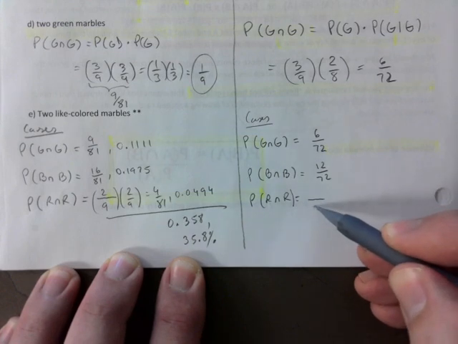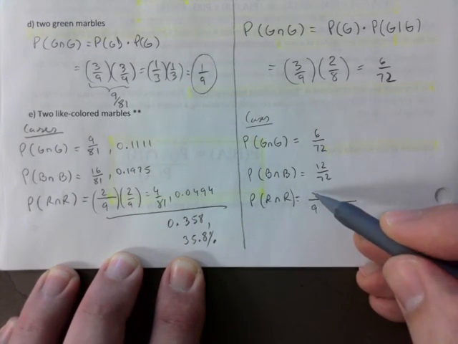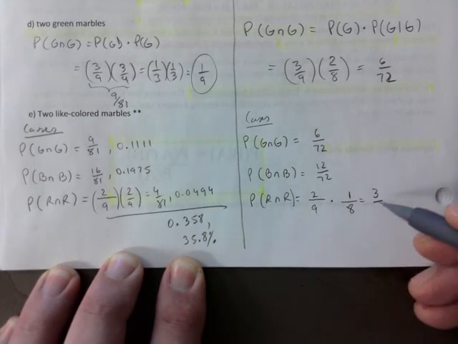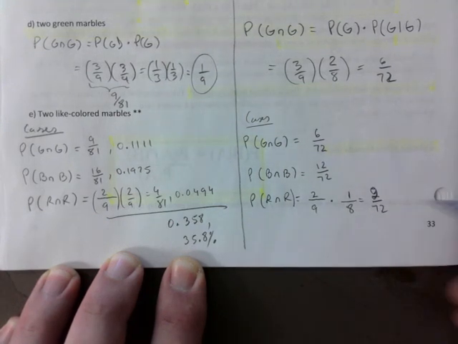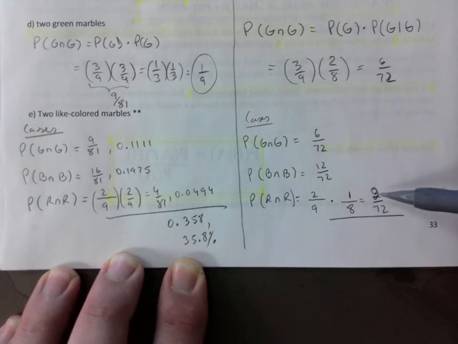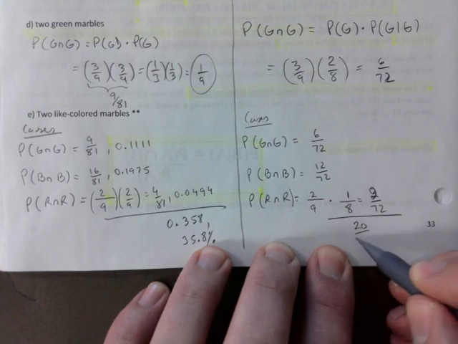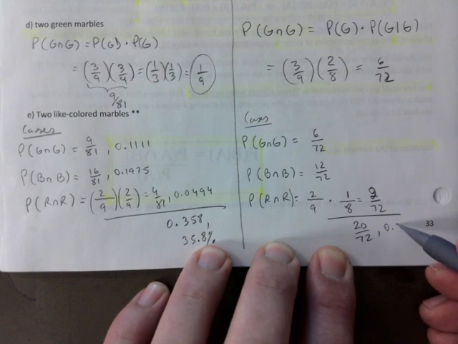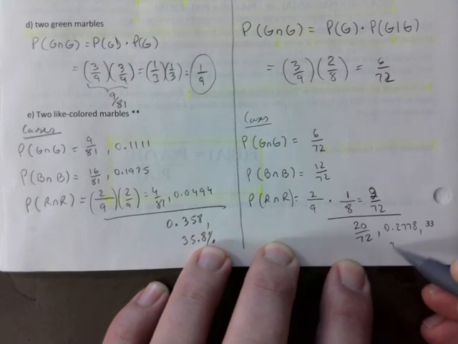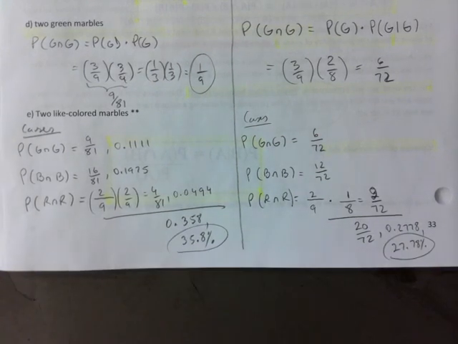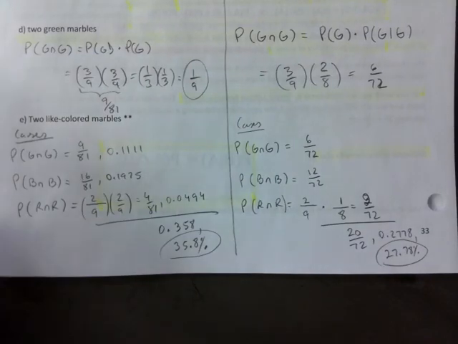Red and red, I have to do that real quick. 9, 8. We've got 2 reds and then just 1 left. So that'd be 2/72. So that's 12 and 6 is 18 and 2 is 20. So it's really 20/72. That's 0.2778, which is 27.78%. So they are different whether things are being removed or not. They are different. Okay?